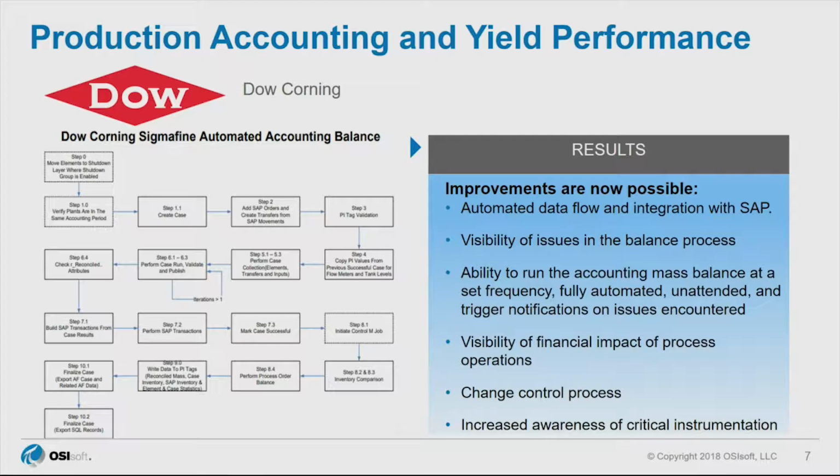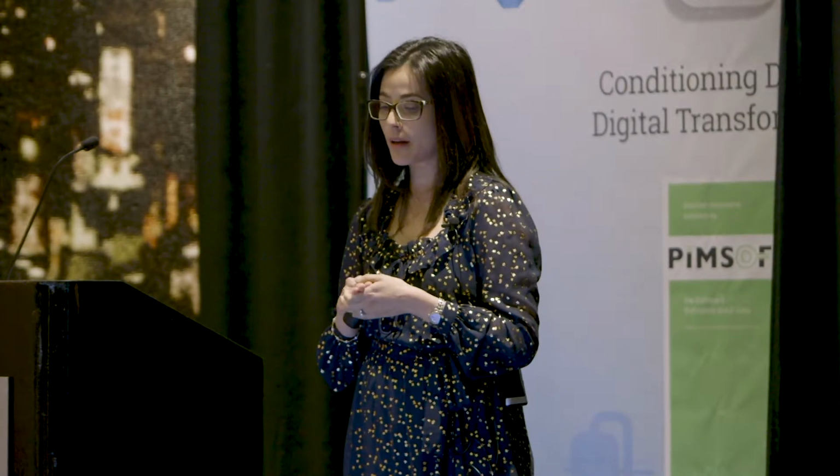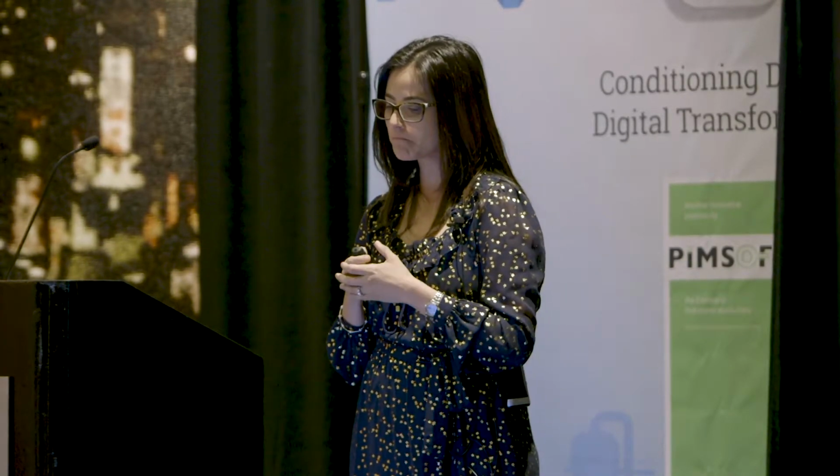So the improvements that they got were, of course, the automated flow and integration with SAP, and an easier way to look at the data flow. This allowed them to identify critical pieces of measurement within the process. It also allowed them to justify buying new measurements that they needed for their model. And the visibility of the financial impact of the process is now possible, because now they have accurate information and it's easier to do. And also, just being able to pass this knowledge on to newcomers in their facilities.